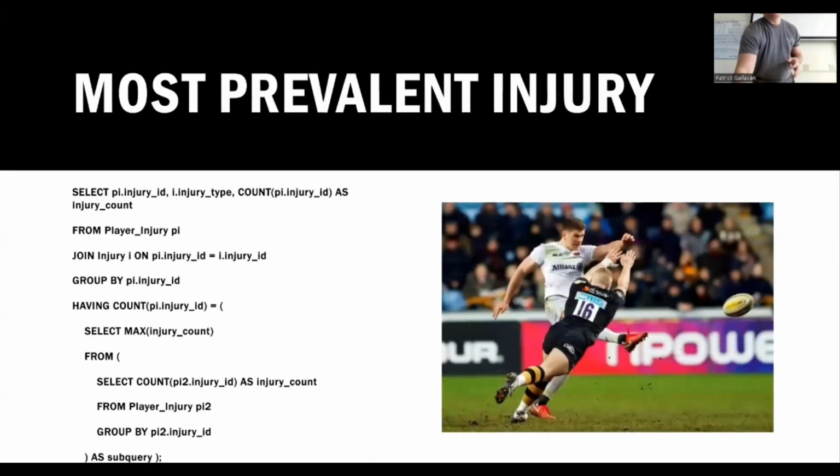Now, to answer the question, what is the most prevalent injury, I use a query that has two subqueries and a main query. The first subquery takes account of all the different players injured by specific injury. Then that goes to the second subquery, which takes the one with the highest injury count, and then that returns it to the user along with the injury ID and the injury type.